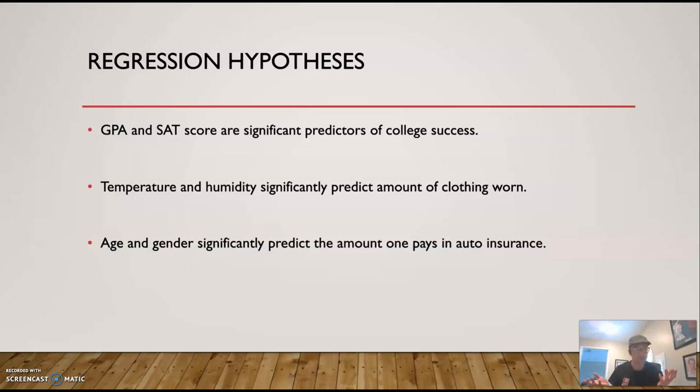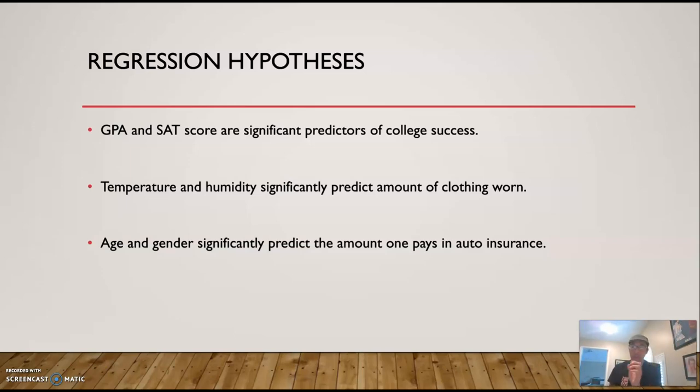Obviously, that's why they use them as part of the college entrance requirements. Temperature and humidity significantly predict amount of clothing worn. In Houston, we should know this. And then age and gender significantly predict the amount one pays in auto insurance. This is why, for example, a 16-year-old male is going to pay a whole lot more than a 50-year-old female. The data indicates that the 16-year-old male is much more likely to get into a car accident than the 50-year-old female.